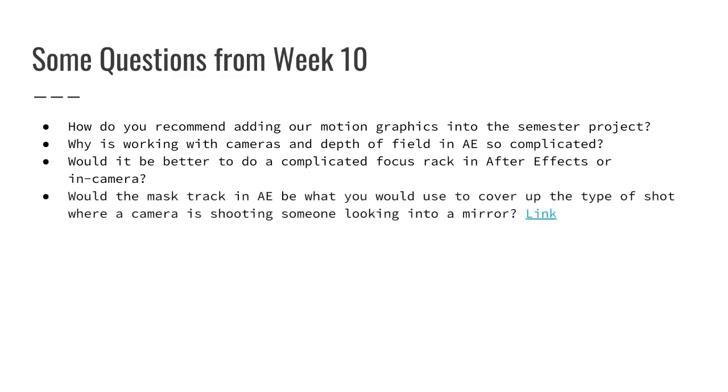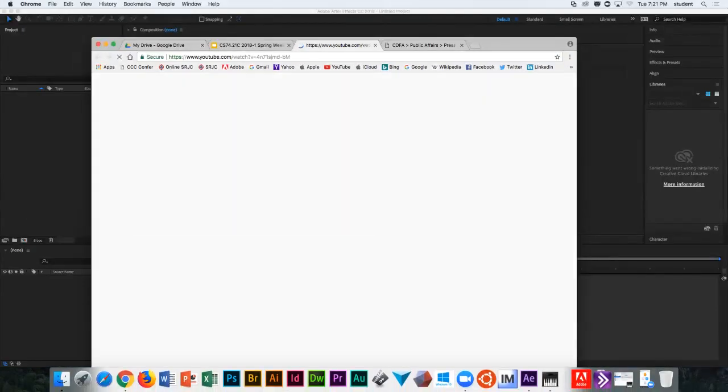Would the mask track in After Effects be what you would use to cover up the type of shot where a camera is shooting someone looking into a mirror? And there's a link. I wonder where it goes. Let's have a look. I chose a VFX breakdown from Black Swan. Okay. So here you go.